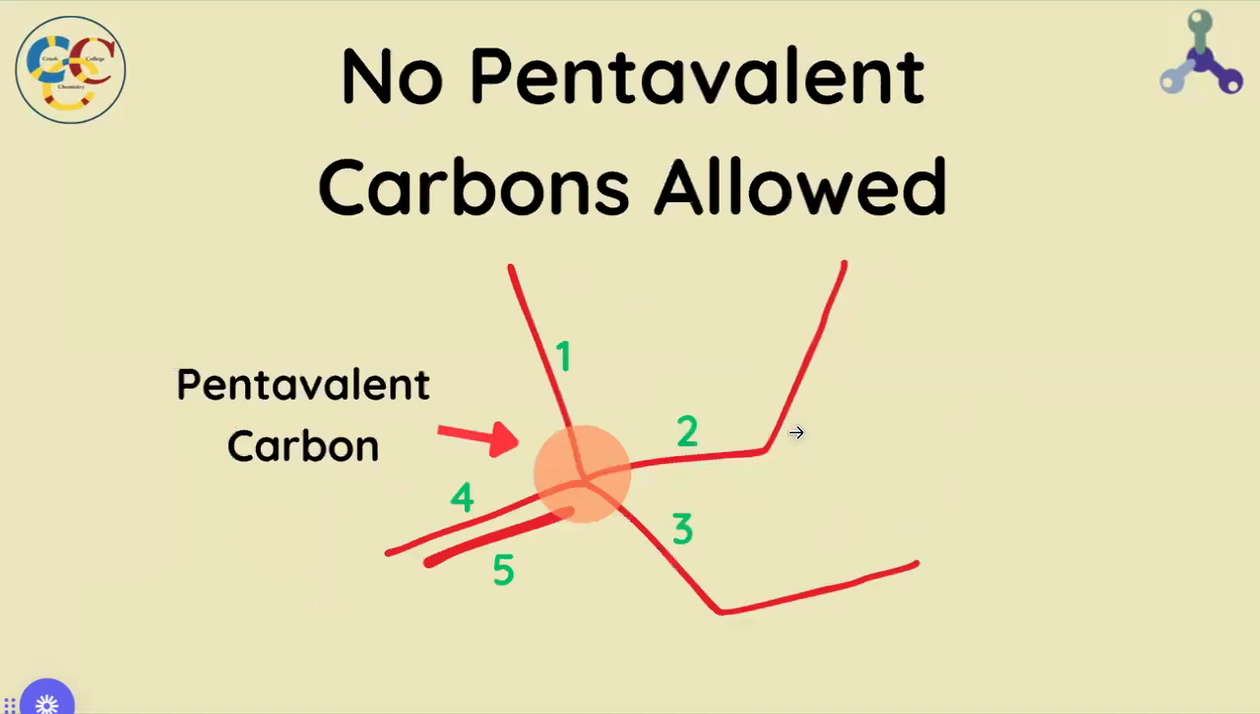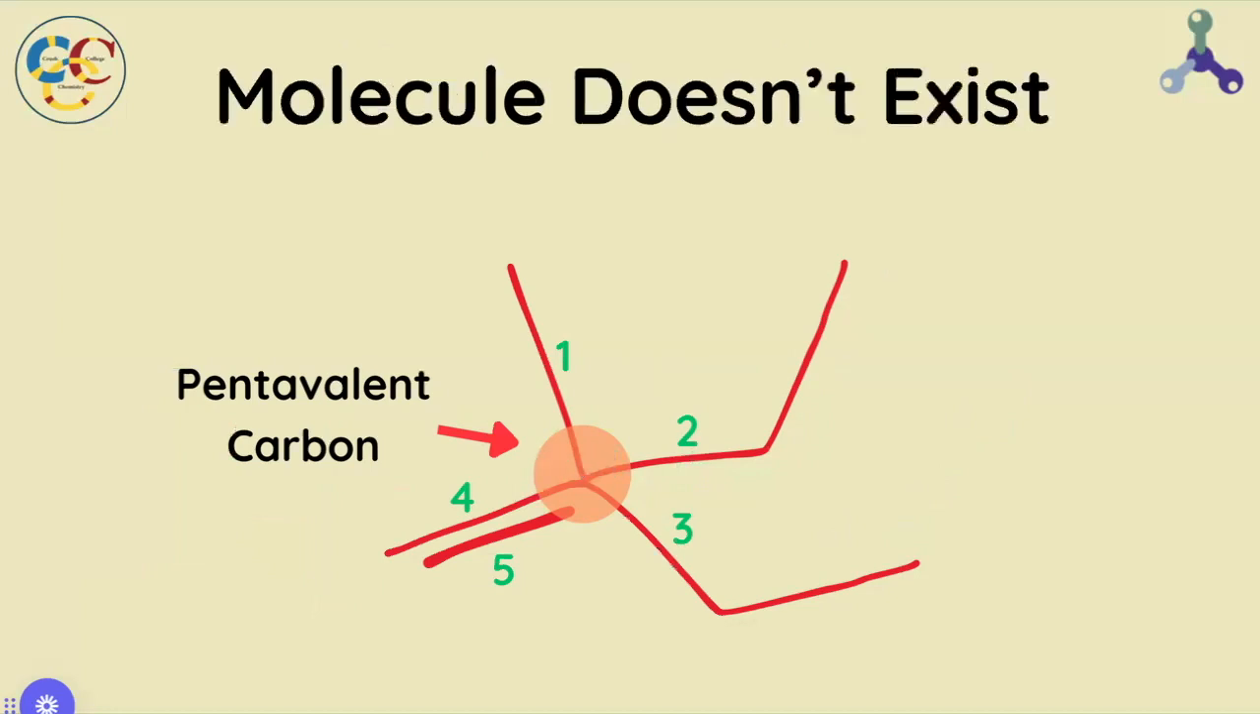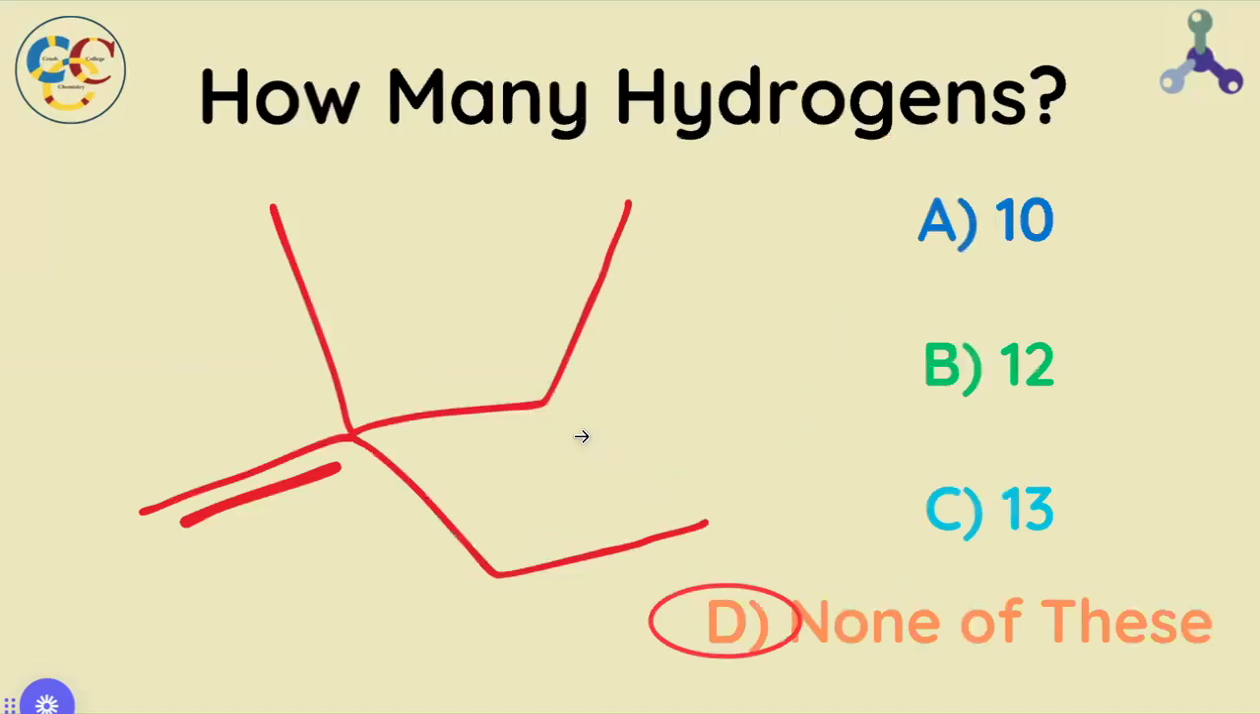This carbon right here is what's called a pentavalent carbon because it has 5 covalent bonds that it attaches with other things, and it is incredibly unstable. So unstable that we would never find it in a molecule, so this molecule right here doesn't exist. So if this doesn't exist, this question, how many hydrogens, it doesn't have any hydrogens because it doesn't exist.